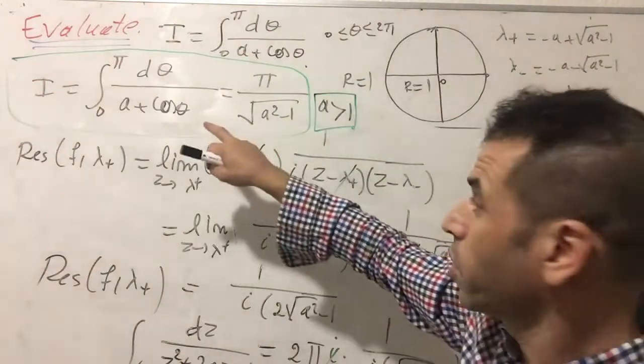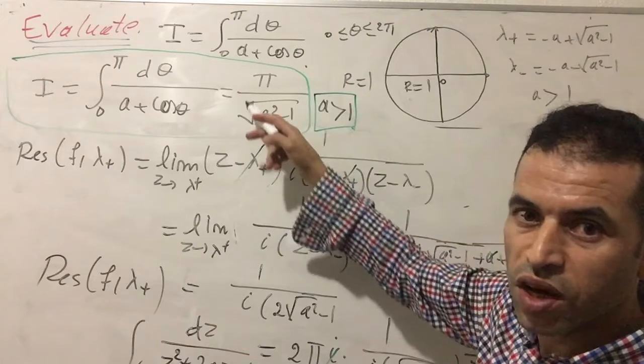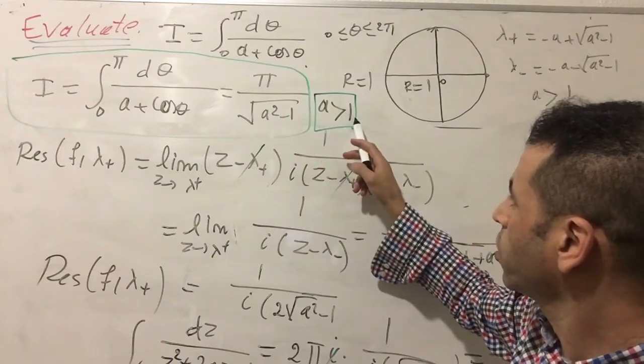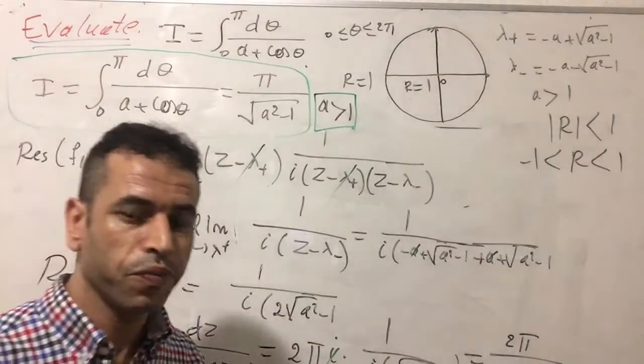So now our integral is evaluated successfully. This value of the integral is valid all the time as long as a is strictly greater than 1, as a real number. So now we are done with this problem.